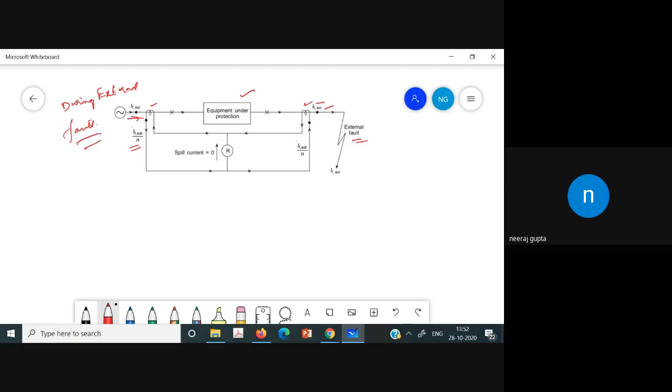So it is during the external fault conditions. Now, this is what is desired. This is the behavior of this relay. What is desired is that it will not actuate for the external faults. Now let us consider the internal faults.